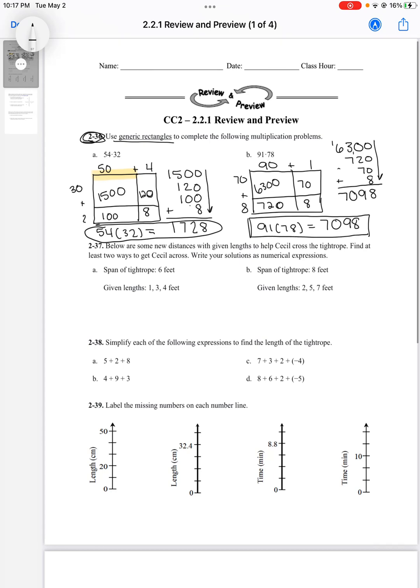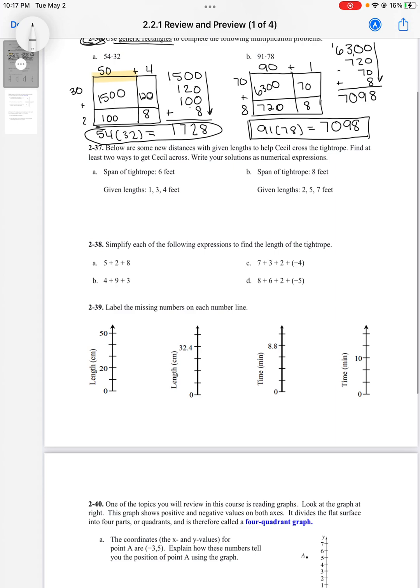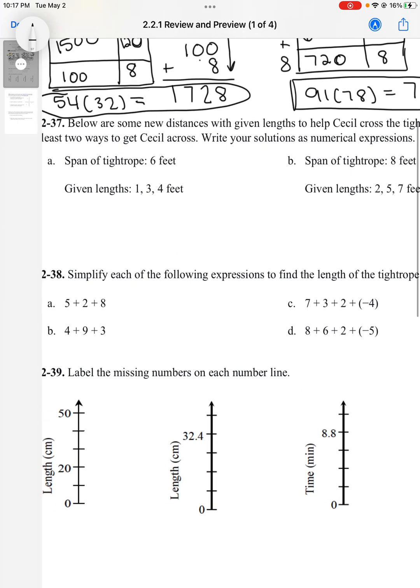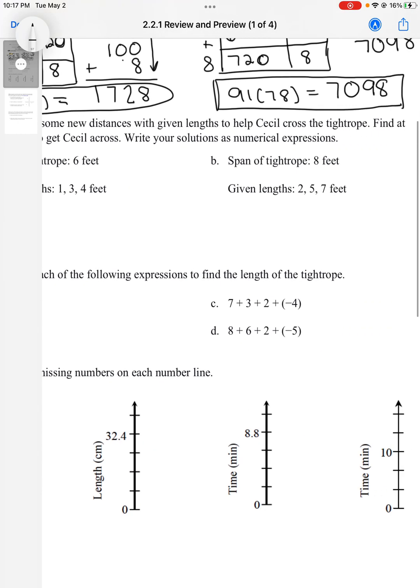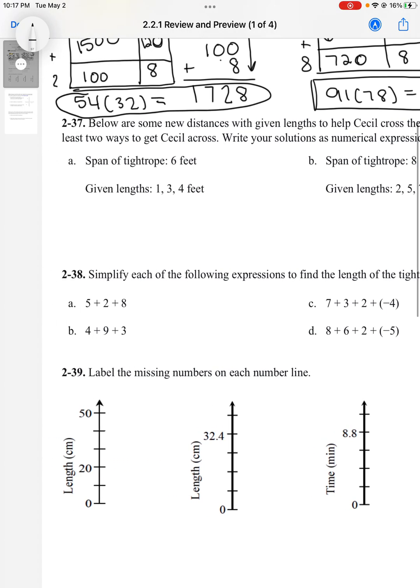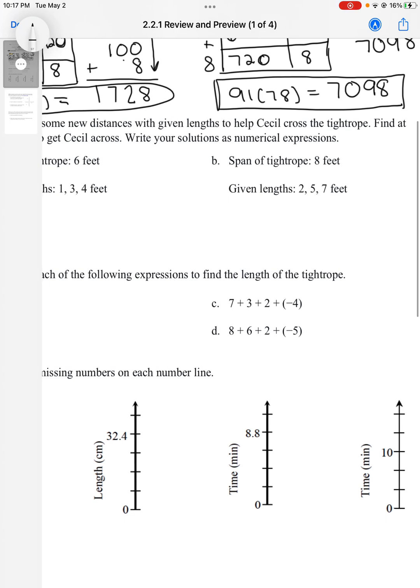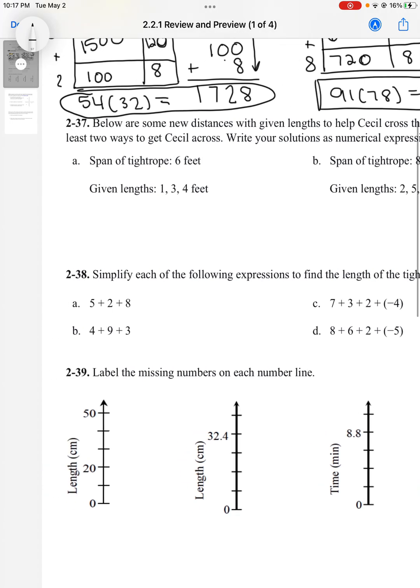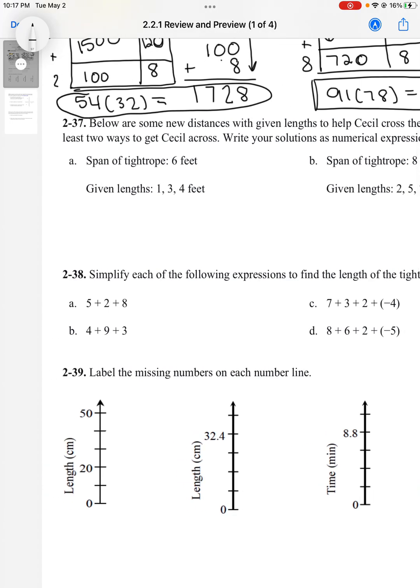Okay, moving on to the next problem. I'm going to try to zoom in here a little bit. So below are some new distances with given lengths to help Cecil cross the tightrope. Find at least 2 ways to get Cecil across. Write your solutions as numerical expressions. Now remember, yours don't have to match mine, okay? Because there are lots of different ways to do this, as we found out in class today.